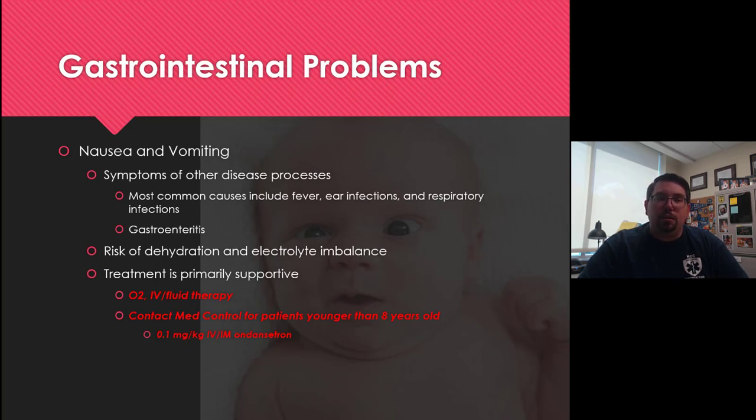We also may want to consider contacting medical control for patients that are younger than 8 years of age, if they're having excessive amounts of vomiting, to administer 0.1 milligram per kilogram IV or IM of ondansetron or Zofran.